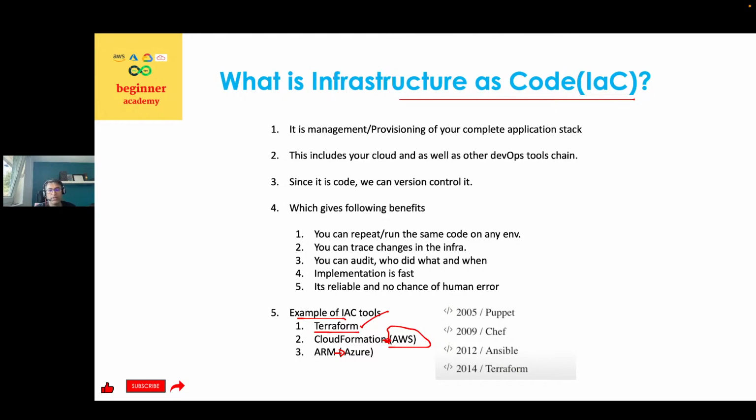There were a few predecessors for infrastructure as code: Puppet in 2005, Chef in 2009, and Ansible, a configuration management tool, released in 2012. Terraform is a late entrant, but it is the latest technology; it has existed since 2014. These are the two main tools we use, Ansible and Terraform, for infrastructure as code, for provisioning as well as configuration management.